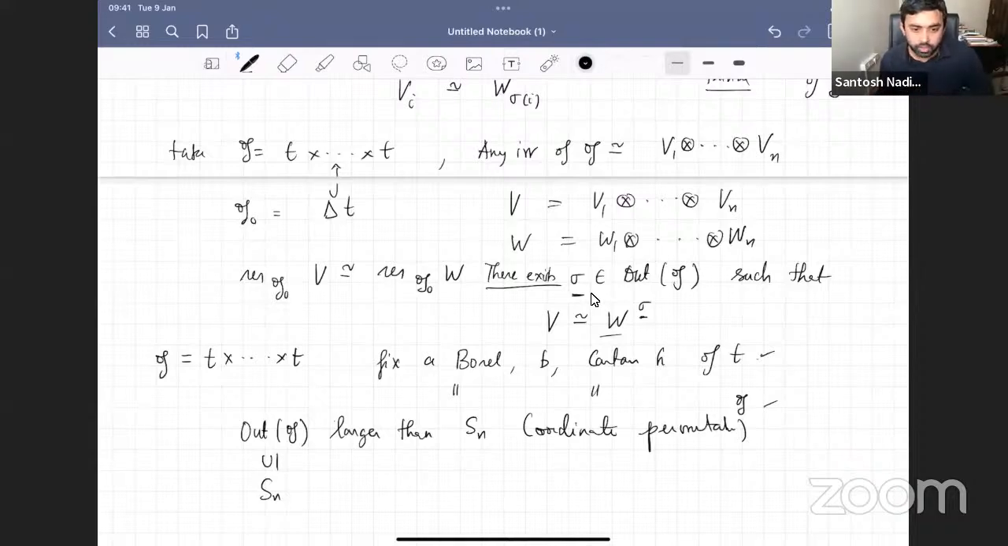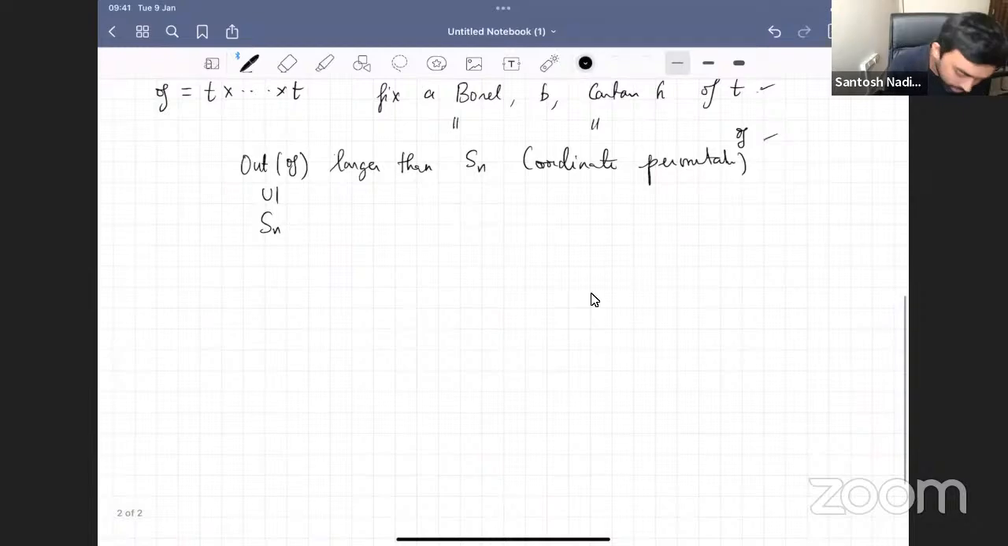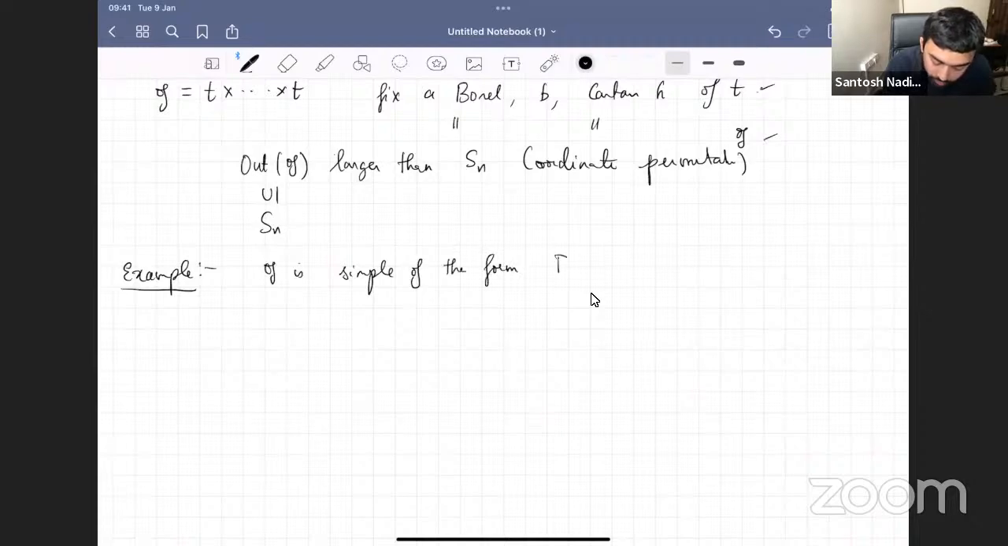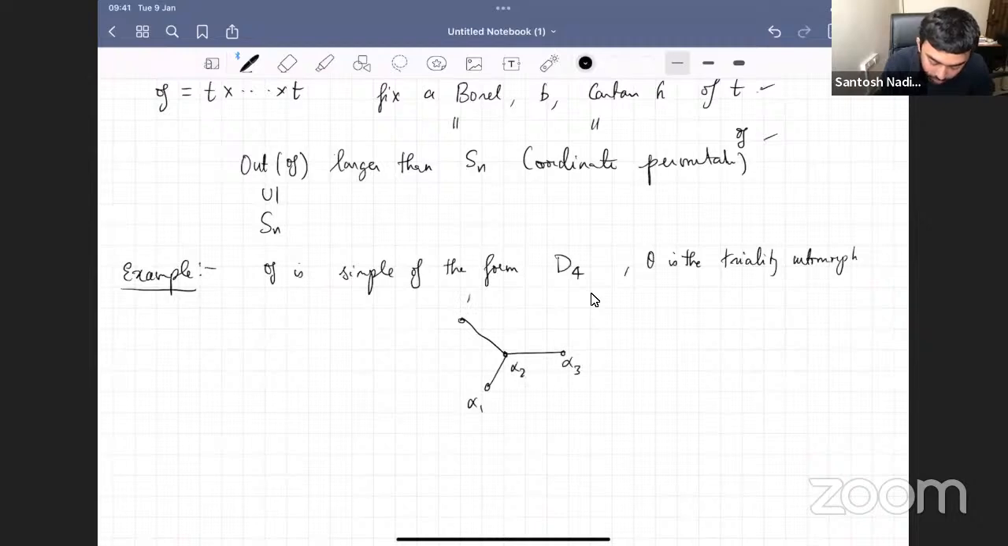And okay, so let me go further and discuss another example. The other example of interest, where the problem started, I started thinking about this, is that of G simple of the form say D4. Okay, and we have theta as a triality automorphism. So you got D4, with alpha 1, alpha 2, alpha 3, alpha 4. So you got the triality automorphism theta, which is the cyclic permutation of these three roots.